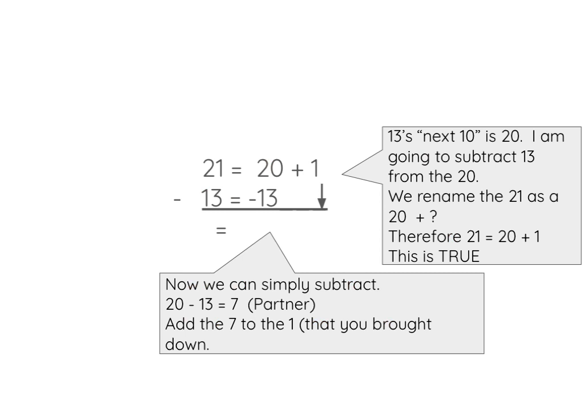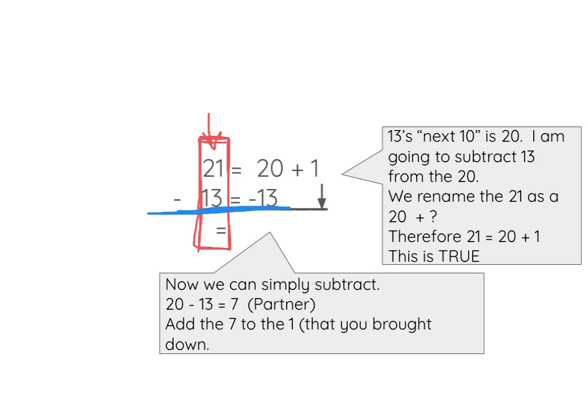All right, now we're going to practice some equations. So my equation is 21 minus 13. I'm going to write it vertically, or going down, like that. So I have 21 minus 13. Now, in order to do this, on the bottom I'm just going to write minus 13 equals minus 13. Do you see that right there? Because that's the same thing, but that's actually what I'm going to be subtracting.